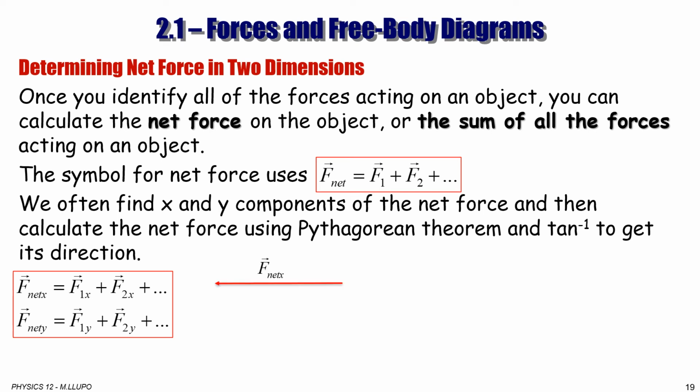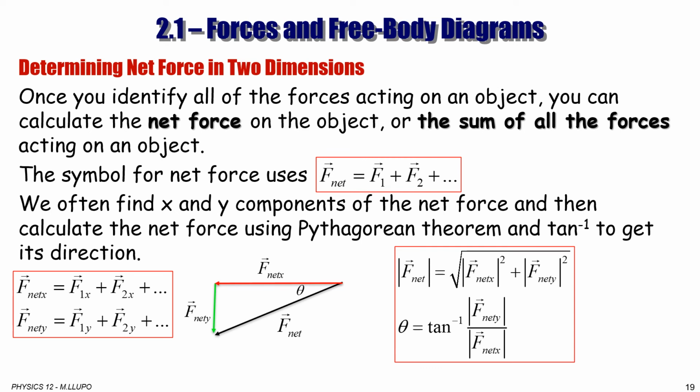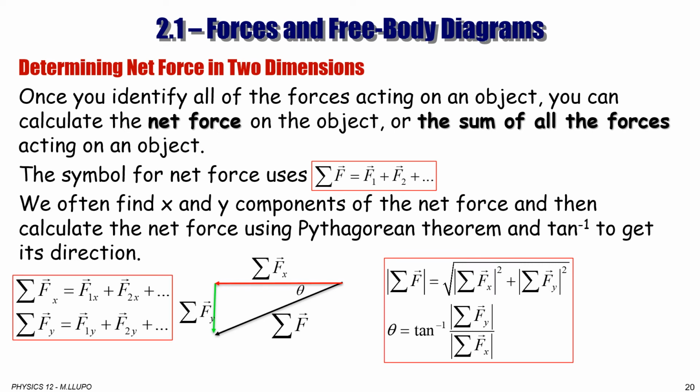And then we draw F net X and F net Y. And then we draw F net and angle theta, and use the Pythagorean theorem to find the magnitude of F net and tan inverse to find the direction angle of the F net. Or instead of F net, you use the sum of all forces symbol. This sum of all forces symbol is widely used in grade 12, as F net is used in grade 11. However, those are interchangeable. You can use whatever you want, sum of all forces or F net. That's the same idea.